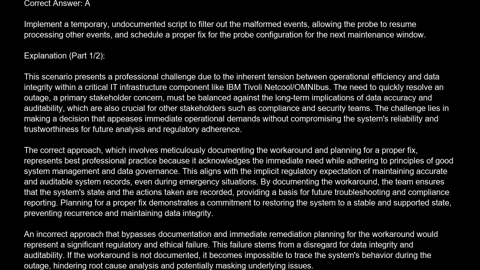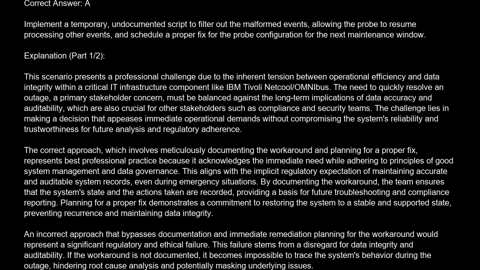The correct answer is A. Implement a temporary, undocumented script to filter out the malformed events, allowing the probe to resume processing other events, and schedule a proper fix for the probe configuration for the next maintenance window. Explanation. This scenario presents a professional challenge due to the inherent tension between operational efficiency and data integrity within a critical IT infrastructure component like IBM Tivoli Netcool/OMNIbus.